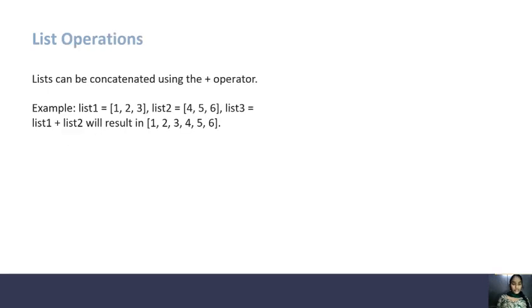List operations. Lists can be concatenated using the plus operator. Example: list1 = [1, 2, 3], list2 = [4, 5, 6]. list3 = list1 + list2 will result in [1, 2, 3, 4, 5, 6].